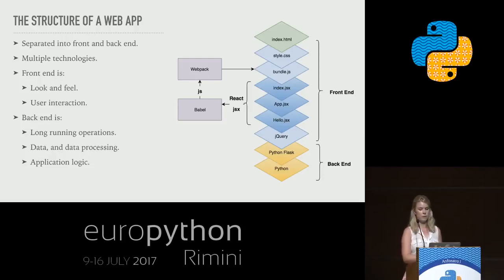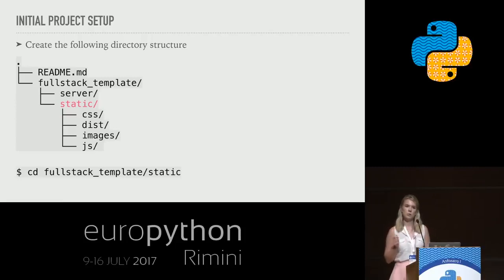So first things first. This is going to be our initial project setup. You have a folder. In your folder, you will have a README to tell other people about your project and what you're doing, and you'll have a project folder, effectively. This project folder has a server folder and a static folder. The static folder is our front end. It holds your JavaScript, your Webpack, your Babel, your NPM, and we're going to start by going in there and building our front end.